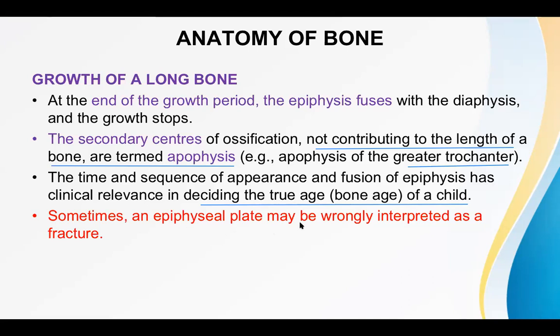Sometimes an epiphyseal plate may be wrongly interpreted as a fracture. This is what is commonly done by the medical student who has just started looking at the X-ray of the bone, especially in the child, because the cartilage which is present between the metaphysis and epiphysis cannot be seen on X-ray. So this area looks like a fracture line.